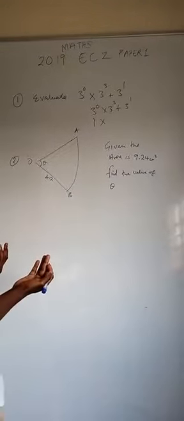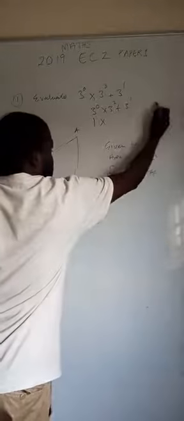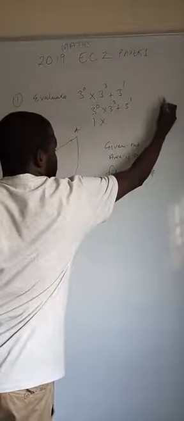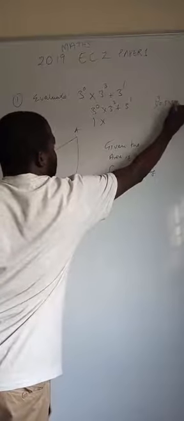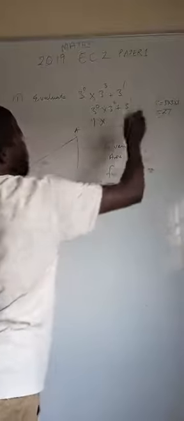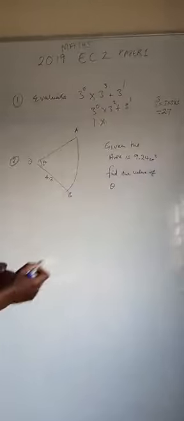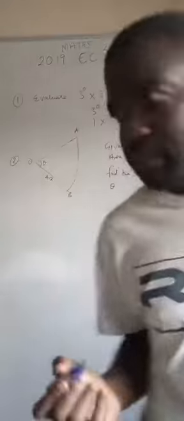3 to the power 3 is 27, because 3 to the power 3 means 3 multiplied 3 times. 3 times 3 times 3 will give you 27. 3 times 3 is 9, times 3 is 27. So 3 to the power 3 is actually 27.